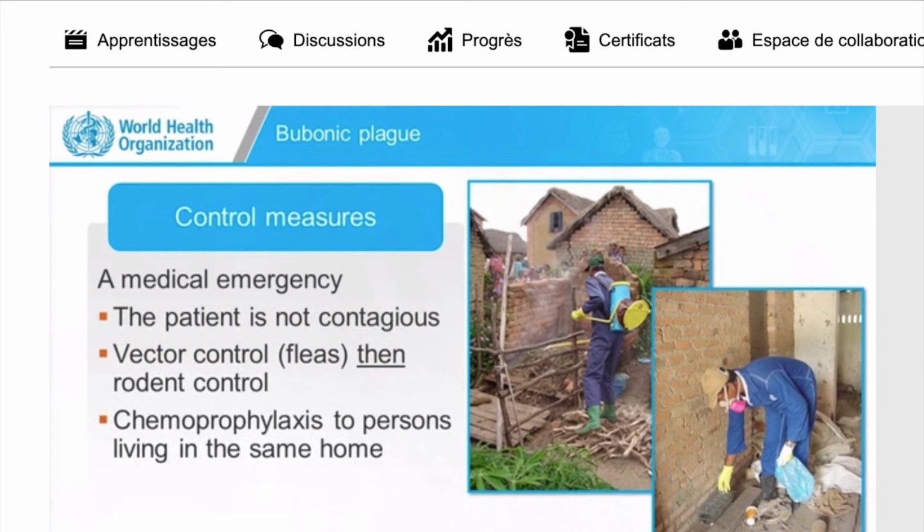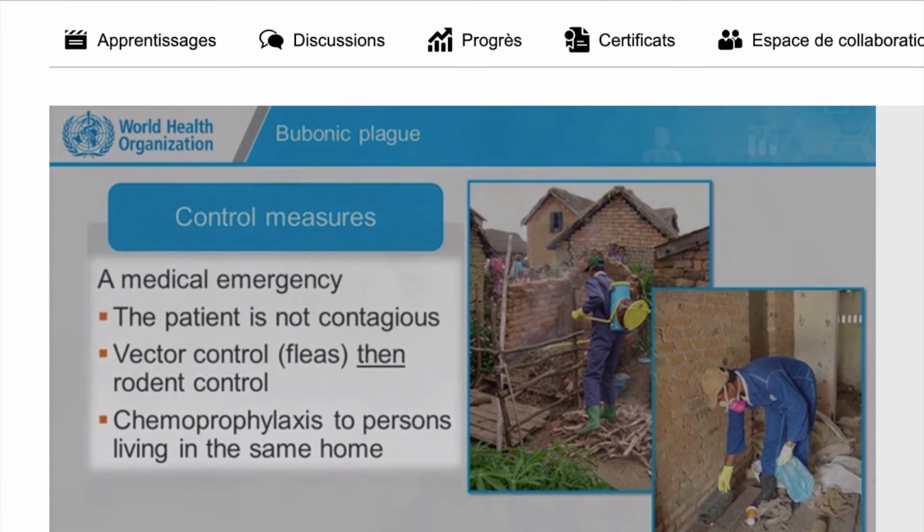Aside from the case management, it's important to implement control measures. First, it's important to note that the patient, in case of a bubonic plague, is not contagious. That's a big difference with the pneumonic plague. So the main control measure at community level will be based on vector control and rodent control.